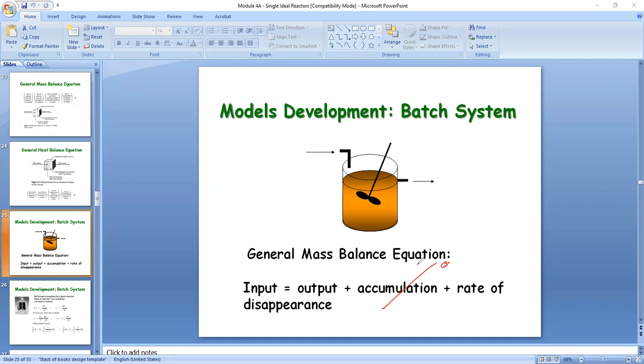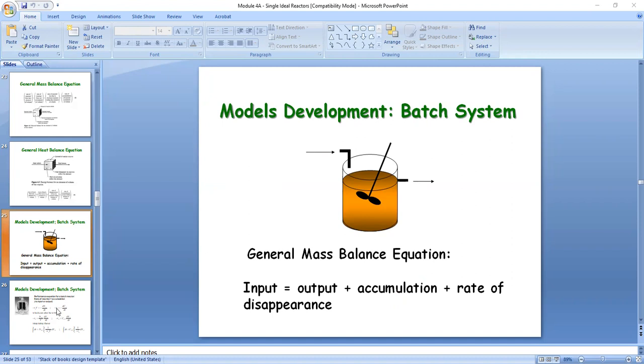It can only be one of the two. If the rate of input is greater than the rate of output, then it will overflow. But if the rate of input is lesser than the rate of output, it will go empty or dry up. Okay, so there is no accumulation for your continuous reactors, the two continuous reactors that is. So correct for those who have answered accumulation.